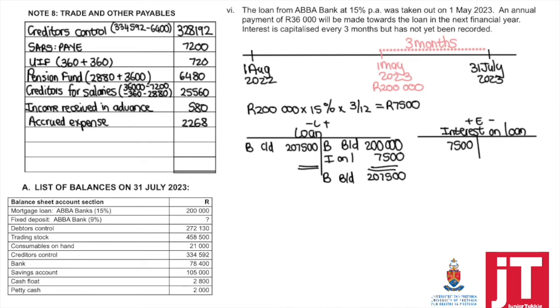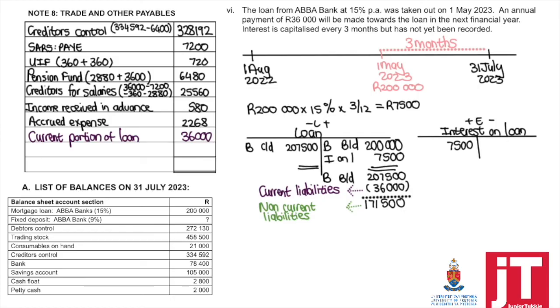But now, they said to you, 36,000 will be paid in the next financial year. It means that will go to your current liabilities as short-term loan. And that 171,500 is the amount which will form part of your non-current liabilities.